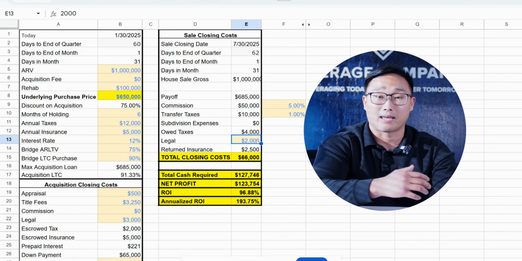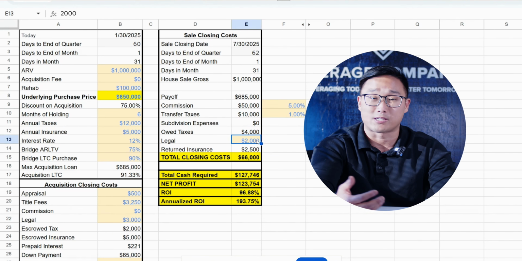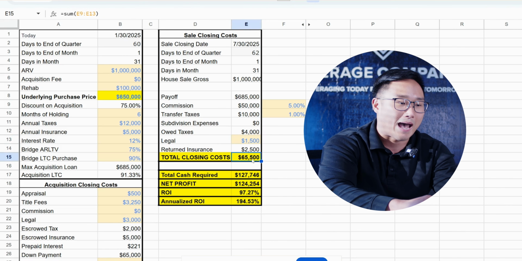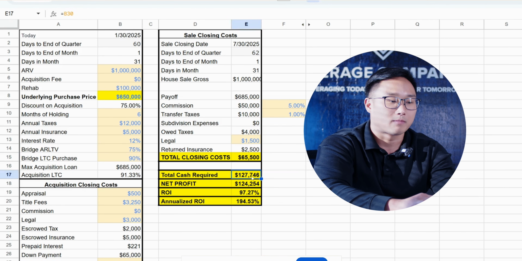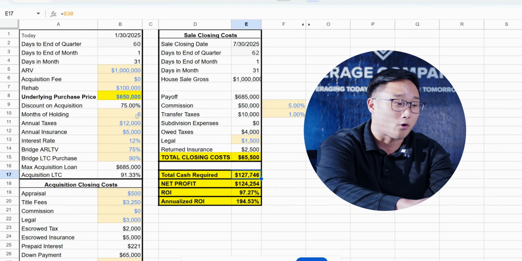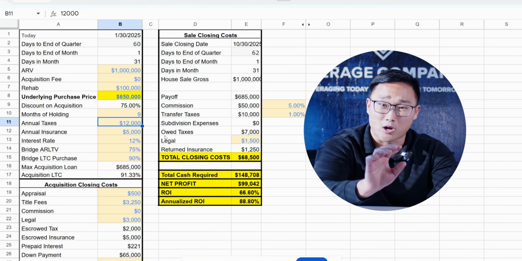And then again, on the back end, what are the legal fees when you hire an attorney to help represent you? Typically what I'm paying is about $1,500, so I'm just going to drop that there. So it adds up the total closing costs. The cash required here is about $127,000 for a 6-month project. And if I just increase that timeline to 9 months, you see how it increased to $148,000?